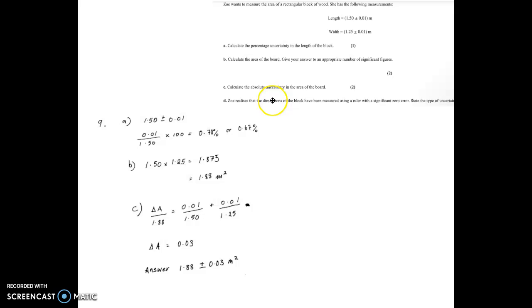Now, the last bit. Calculate the absolute uncertainty in the area of the board. Well, this is the area, right? So the absolute uncertainty, because it's a multiplication, length times width, we have the absolute uncertainty over the area. Remember, we're trying to work out this number here, the absolute uncertainty in the area, which would be equal to the fractional uncertainty in the length plus the fractional uncertainty in the width. So if we add 0.01 over 150 plus 0.01 over 125, it will give us our real value over 1.88. So if we multiply 1.88 times all of this, we will end up with an answer of 1.88 plus or minus 0.03.